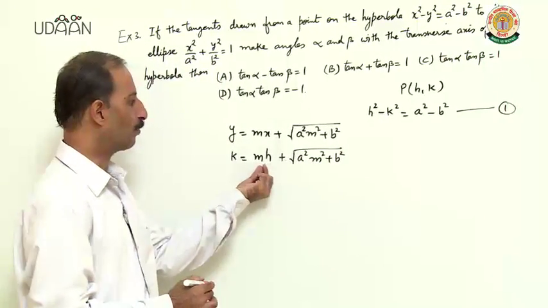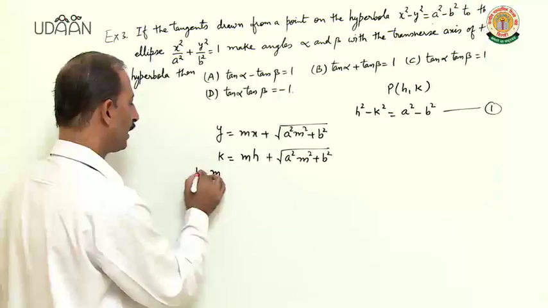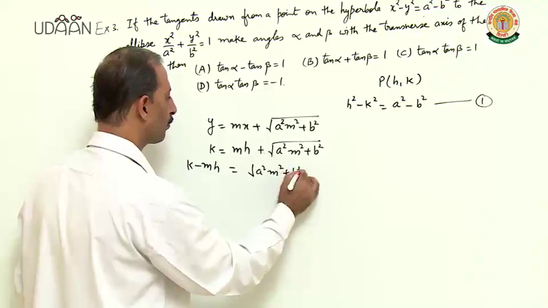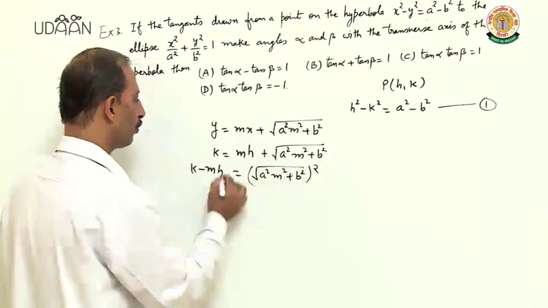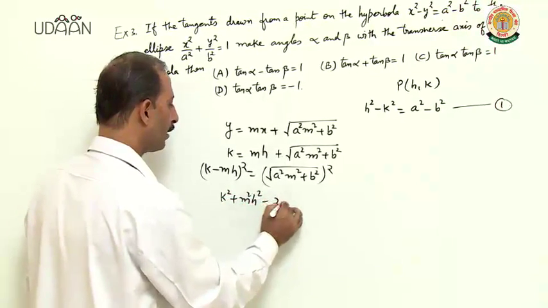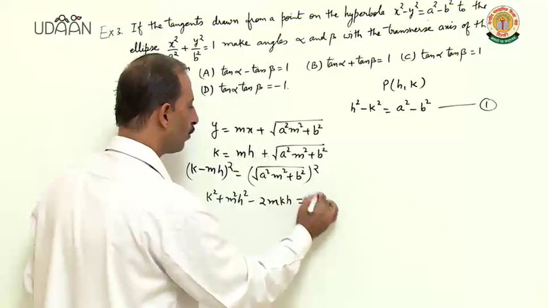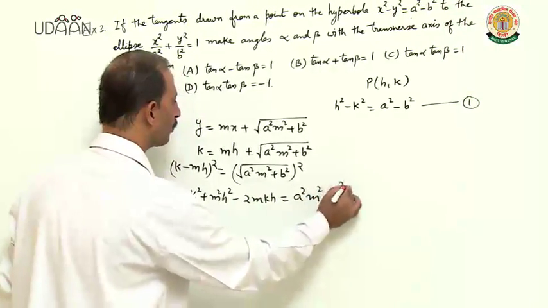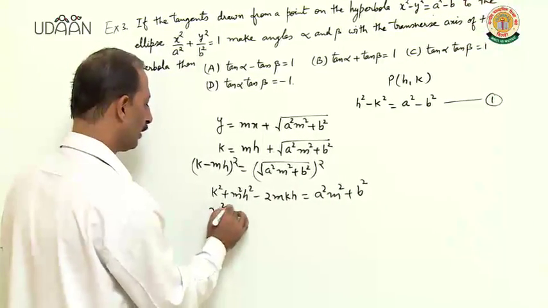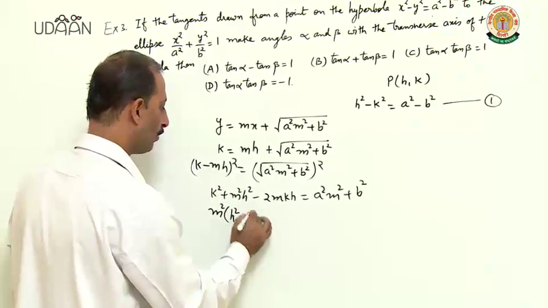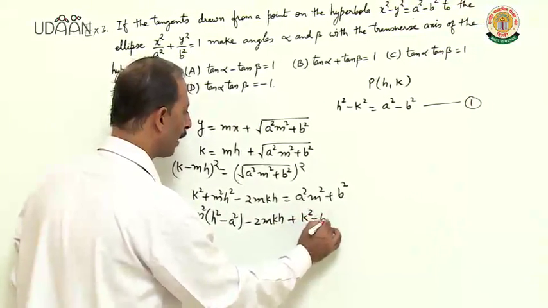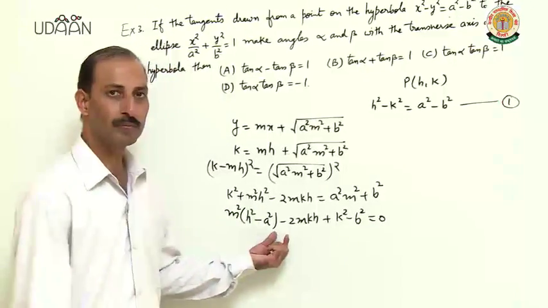Simplify this. Transfer mh to the left hand side. So you will get k minus mh is equal to root of (a square m square plus b square). Now squaring both sides, you will get k square plus m square h square minus 2 times mkh is equal to a square m square plus b square. Now transfer all the terms to the left hand side. So you will get a quadratic equation in m, m square (h square minus a square) minus 2mkh plus k square minus b square equal to 0. This is a quadratic equation.